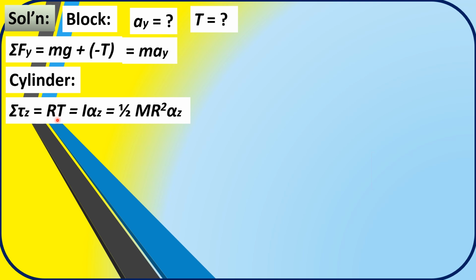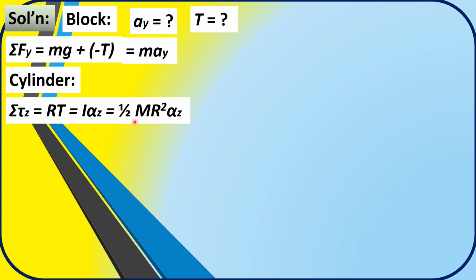The lever arm is in fact the radius. It is the distance from the line of action of the tension force to the axis of rotation. So we have capital R multiplied by the tension T, and we can also equate that to the product of the moment of inertia of the solid cylinder and the magnitude of the angular acceleration of the solid cylinder. This is still based on Newton's second law of motion as applied to rotational motion.